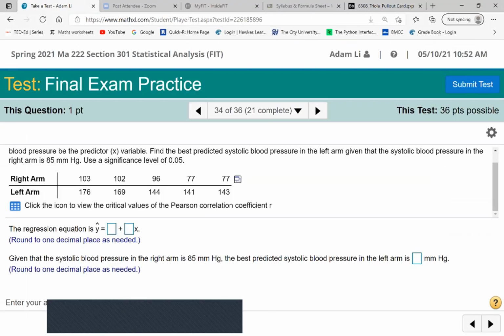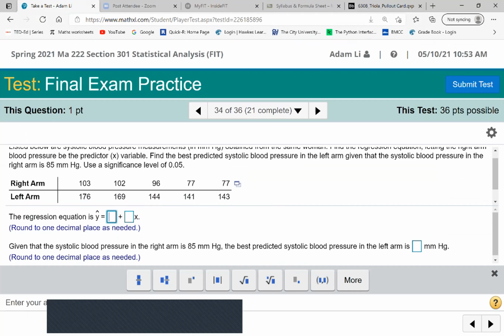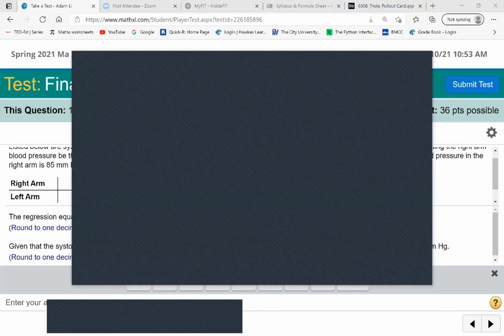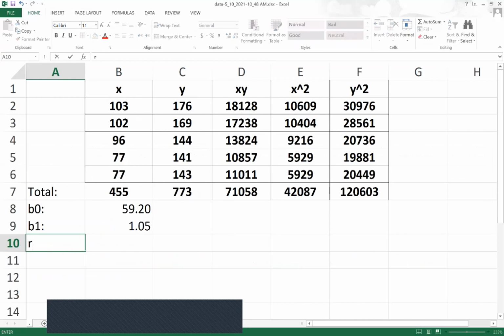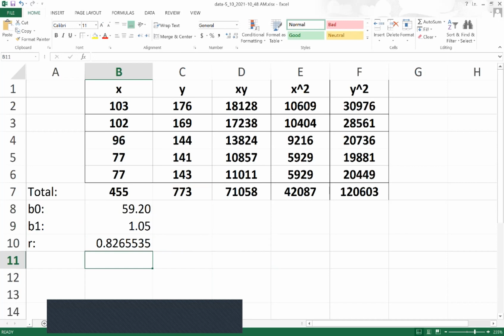And the second part is, given that the systolic blood pressure is 85 milligrams. We still have to double check and make sure there's a correlation here. So let's quickly calculate the correlation. I'm going to use a shortcut formula. Using CORREL, you can definitely use the formula from the table, you get the same result. We are running out of time, so I'm going to do a quick shortcut. So this is 0.6266, that's the correlation coefficient.